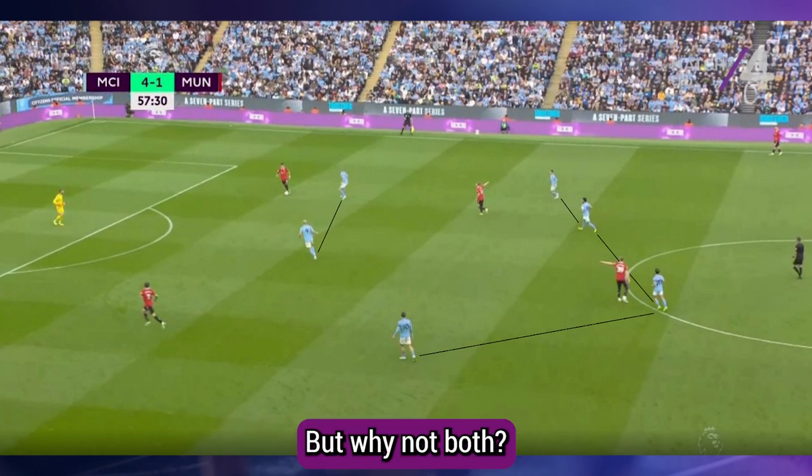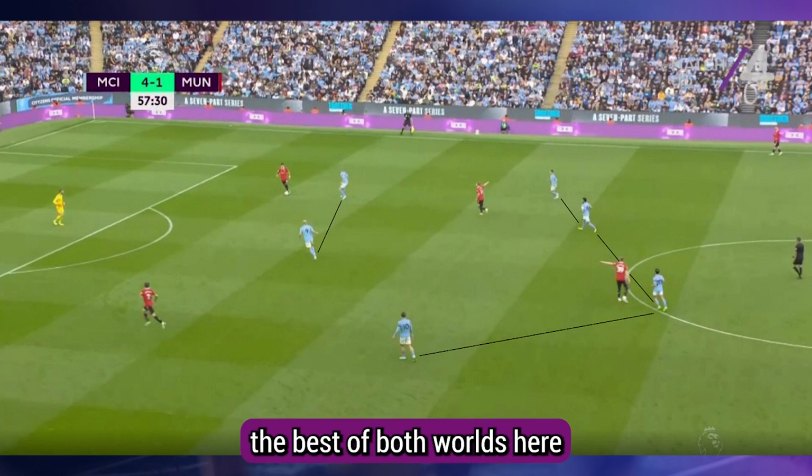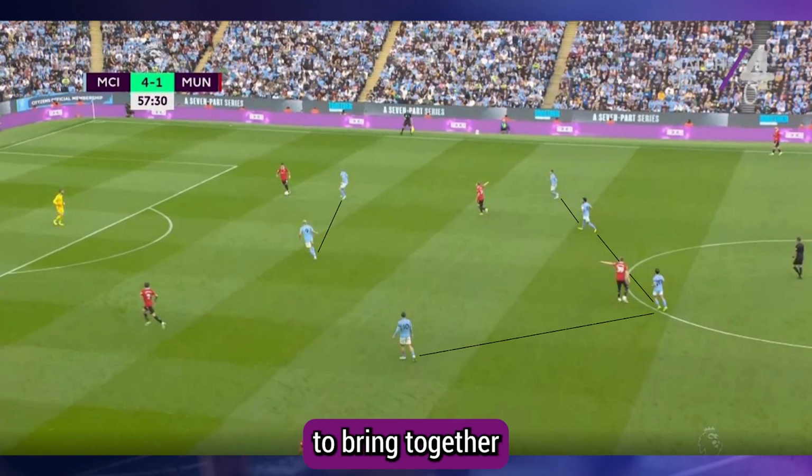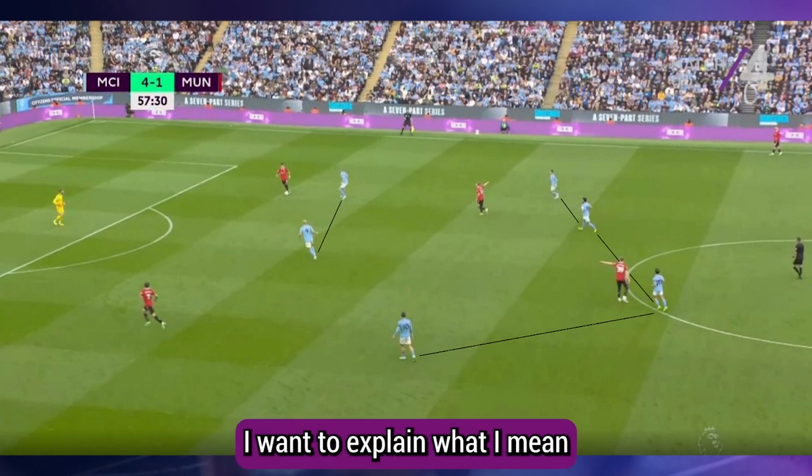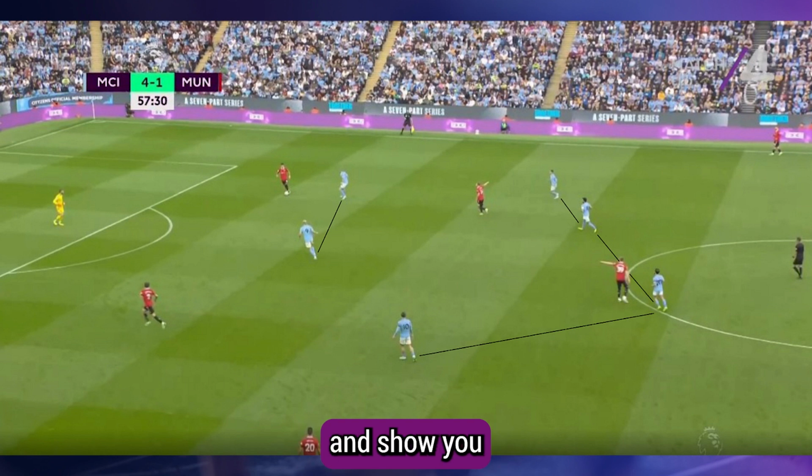But why not both? Why not bring together the best of both worlds here, to enjoy the benefits of both pressing systems? This is what a lot of teams have done in recent seasons, and which I have attempted to bring together under the heading hybrid pressing. In the rest of this article, I want to explain what I mean by hybrid pressing, and show you some examples of it happening on the pitch to give you a sense of what it might look like.